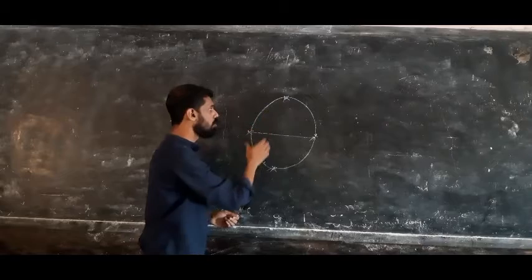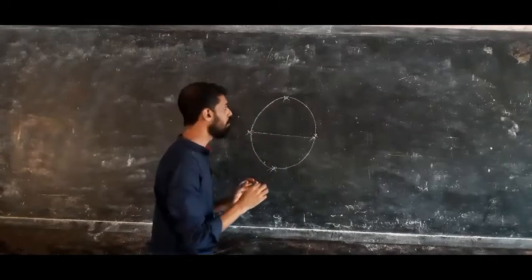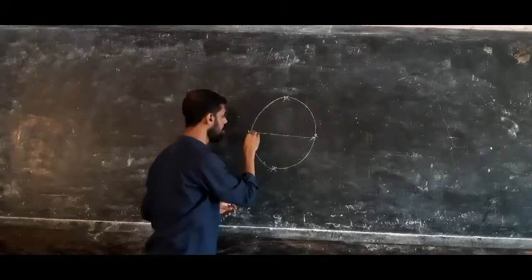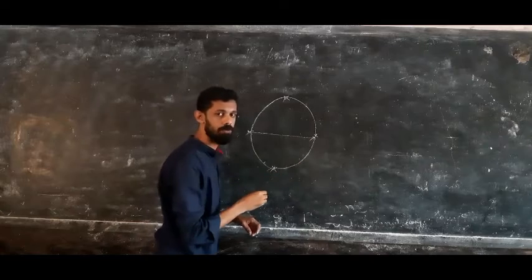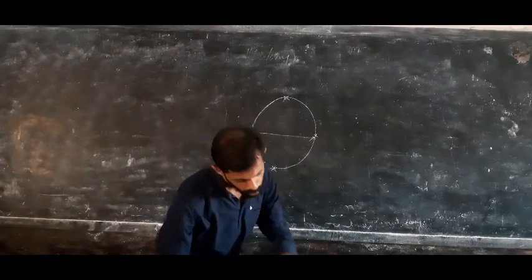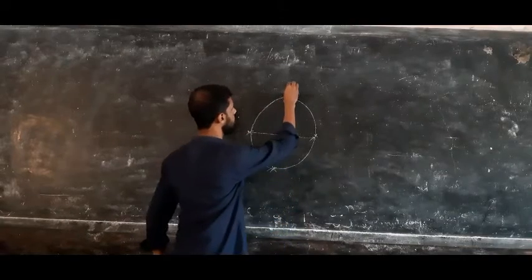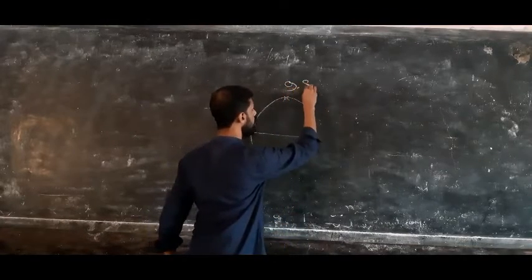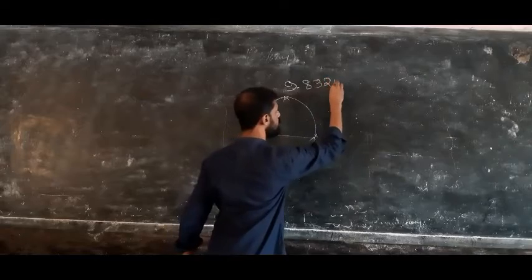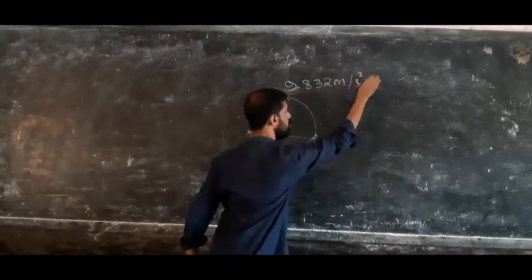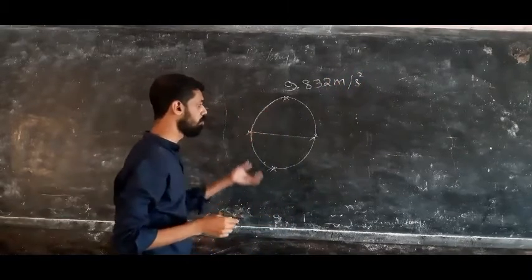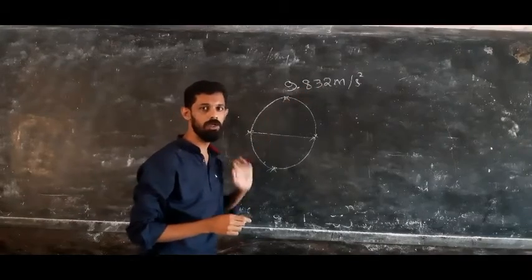So, the maximum value of acceleration due to gravity will be at these poles. What will be the value? It is 9.832 meter per second square at the poles. At all the poles, this will be the value.